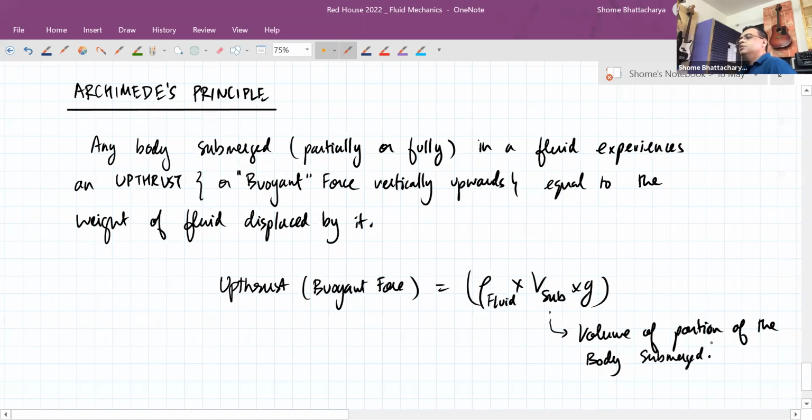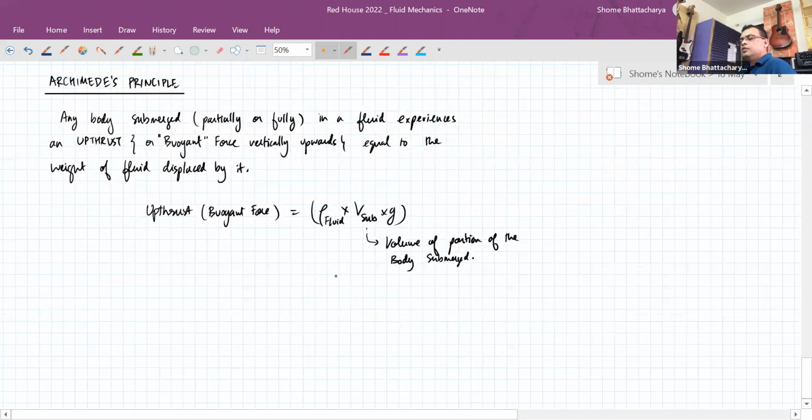Okay. So based on the Archimedes principle statement, we can now develop this direct formula for buoyant force. So we just write it like this: buoyant force is equal to density of fluid multiplied by volume of submerged part into g.